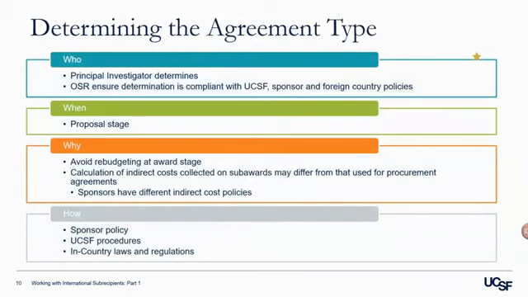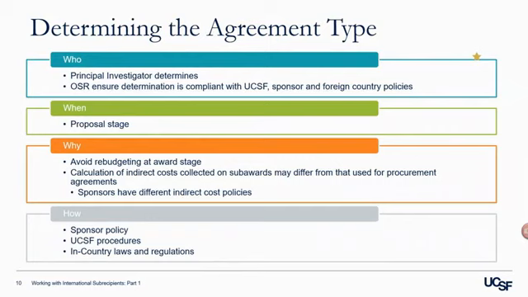in determining an agreement, and this gives you a little responsibility, who's responsible, and that would be the principal investigator initially is responsible for determining what type of agreement to use. Then the Office of Sponsored Research will review and ensure that determination is compliant with UCSF, sponsor, and foreign country policies.